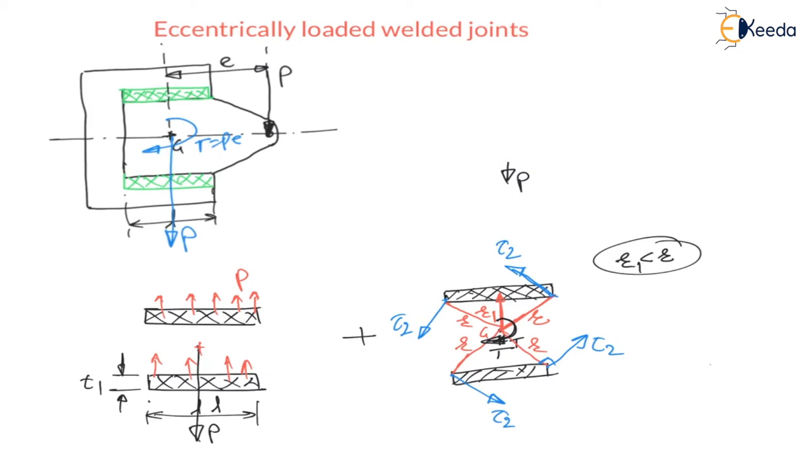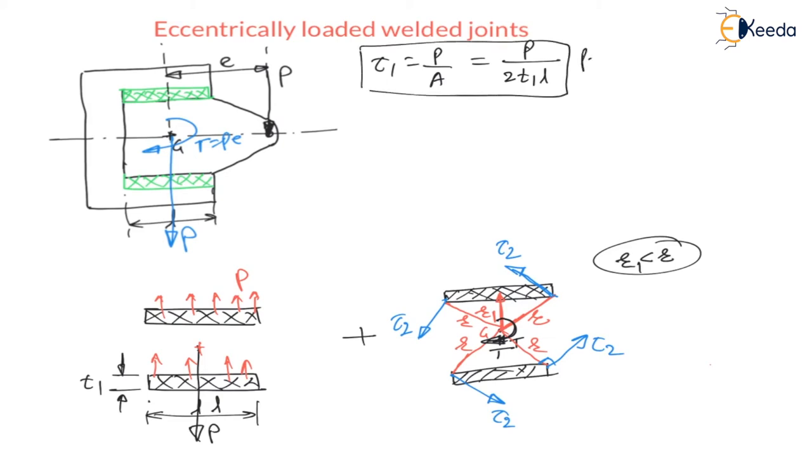Now let us calculate their values. In the first case, the primary shear stress tau 1 is equal to force divided by area. What is the area of the first weld? There is T1 into L, but at the upper side also T1 into L. So there are 2 T1 into L, which means the area is 2 T1 into L. Therefore, this is the primary shear load.